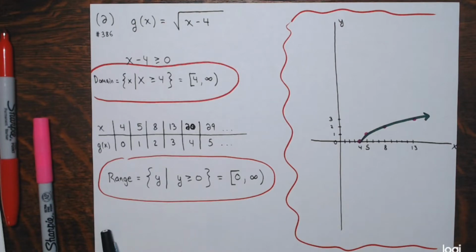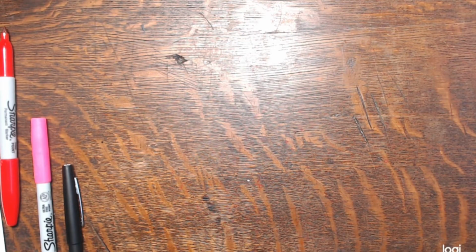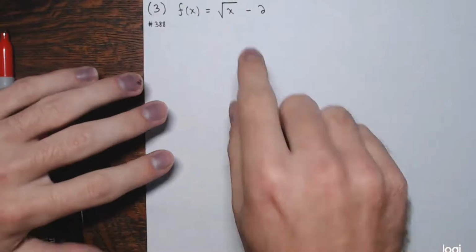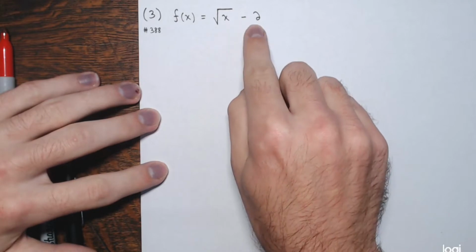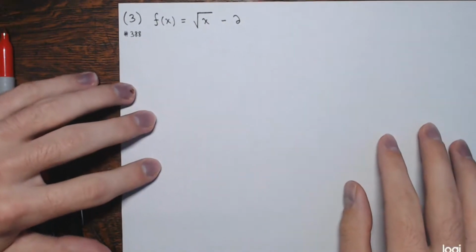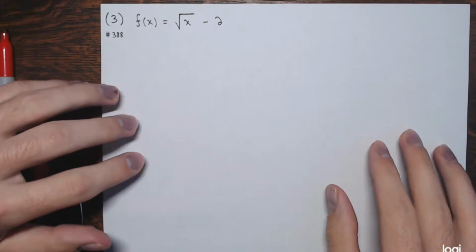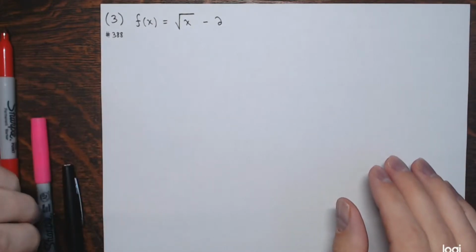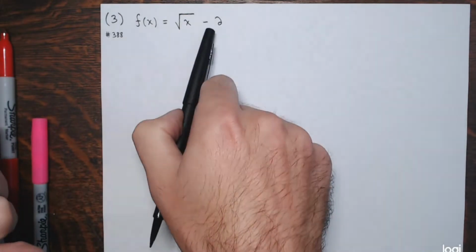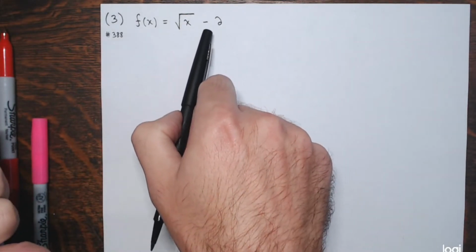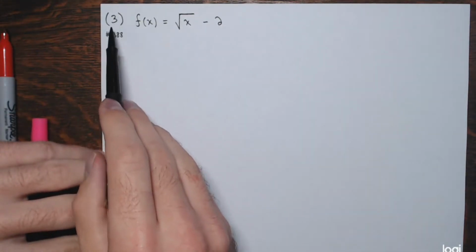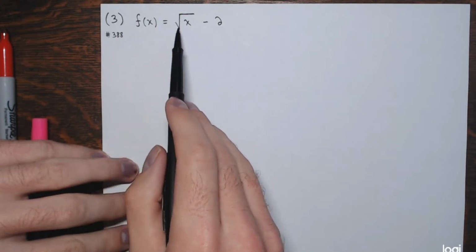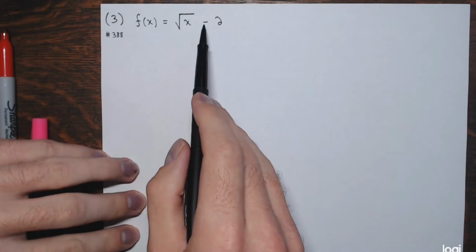Okay, next question. Now the next question is another square root, but this time, this minus 2 is not inside the radical, it's outside, right? And that has an effect. That'll have an effect on the range, right? So far, the range has been 0 or greater, right? Y values 0 or greater, but having something outside the square root, like this minus 2, will affect the range, as you'll see here. All right, so number 3, exercise 388, we have f of x equals the square root of just x, and then minus 2.